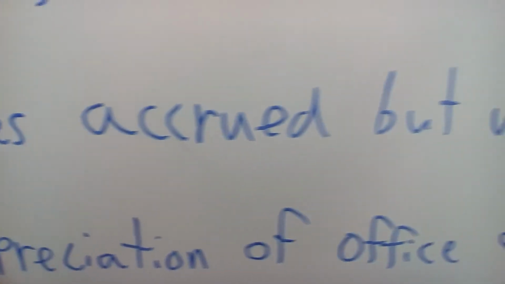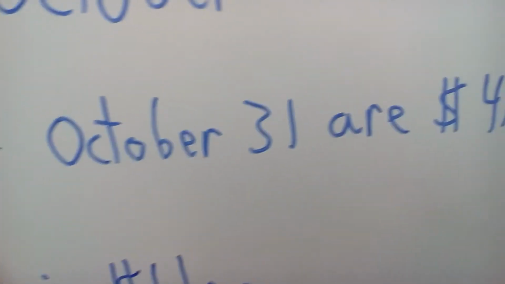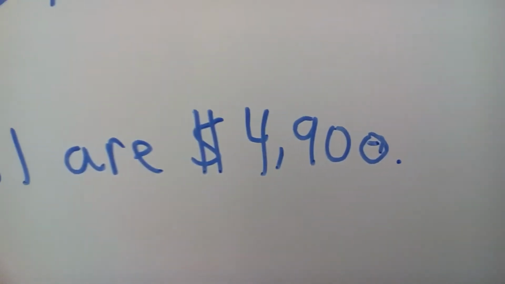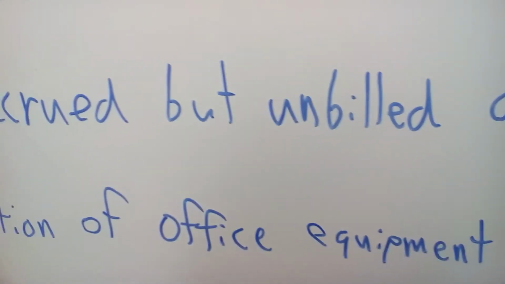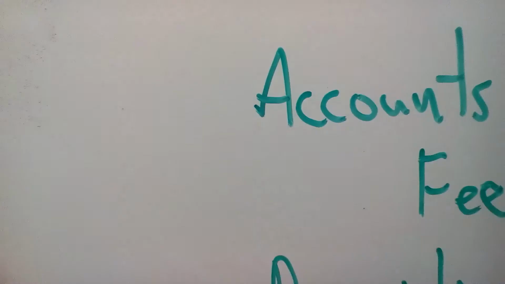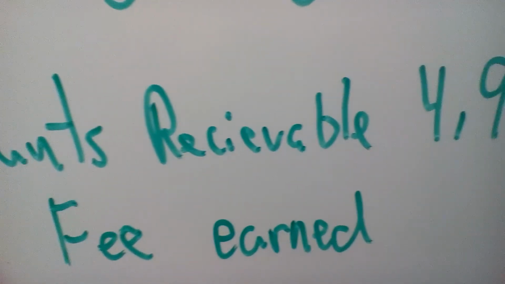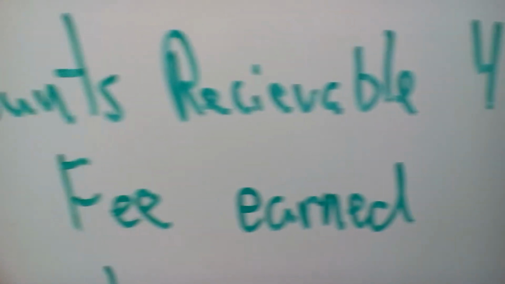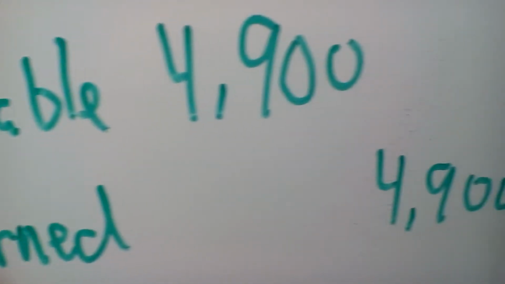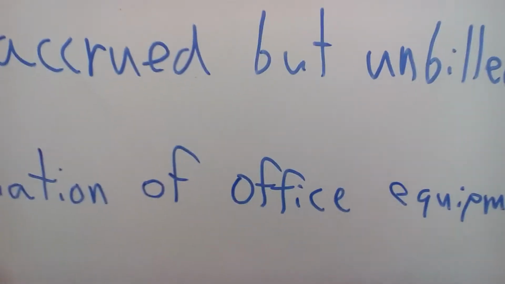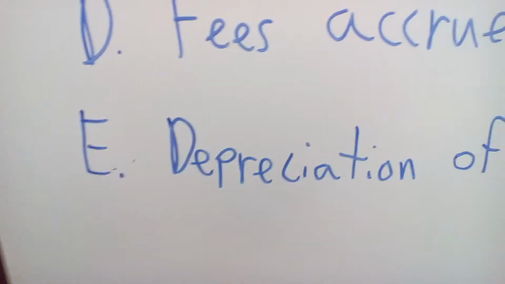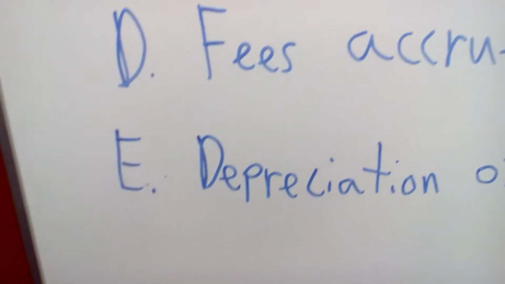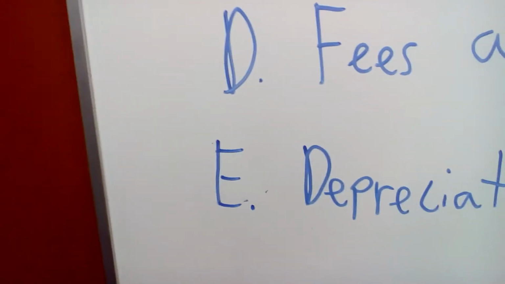Okay, fees accrued but unbilled at October 31st are $4,900. Same amount, but different accounts. These are fees we've provided, so we've earned them. We just haven't gotten the money for them yet. So we debit accounts receivable for the $4,900, and we credit fees earned, or whatever your income account is, for $4,900. That's because we haven't gotten the money, but maybe we'll get it in the next month, maybe in November.